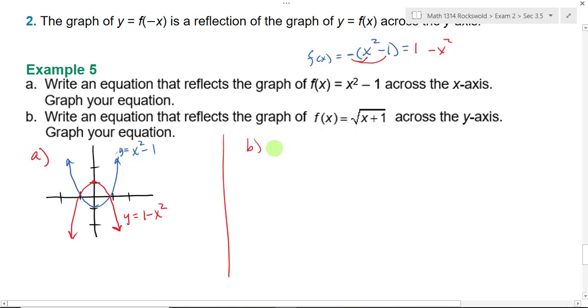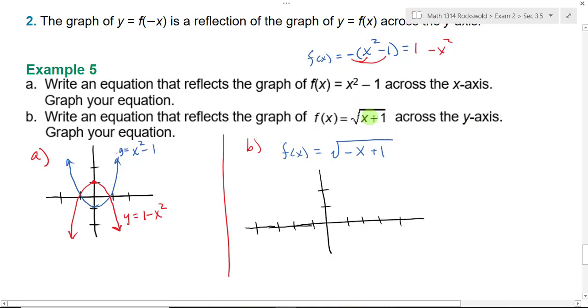For part B, we have f of x equals the square root of x plus 1. What do I do to this function in order to have a reflection across the y-axis? I multiply the x by negative 1. This graph is the graph of a square root function that shifted how? To the right? To the left 1 unit. So it looks like this. This is y equals the square root of x plus 1.